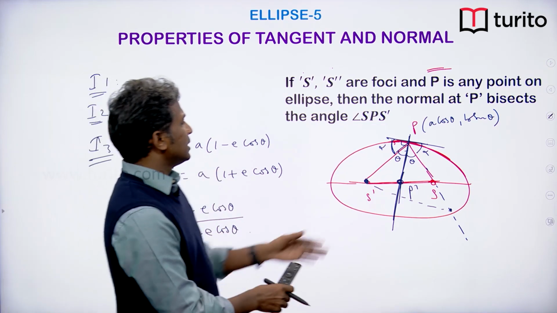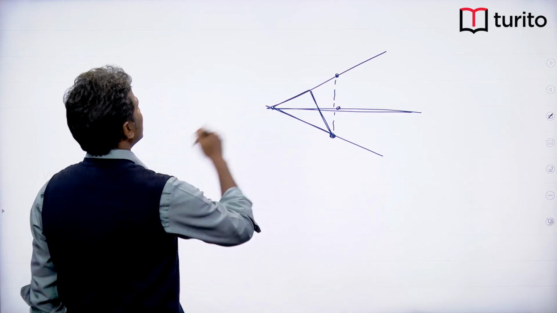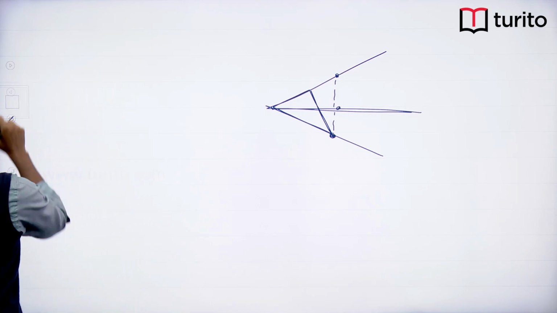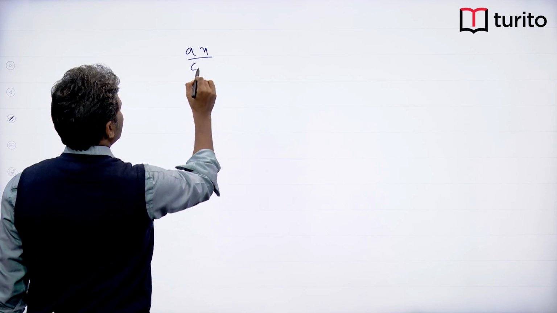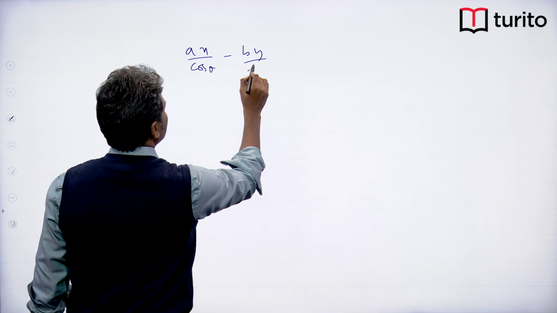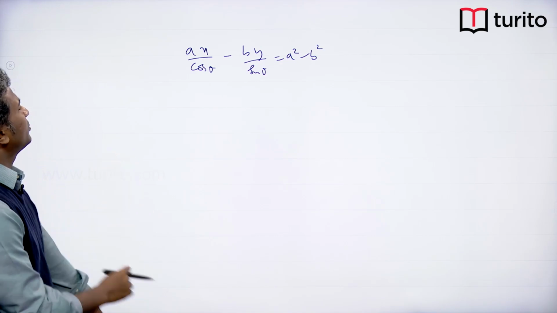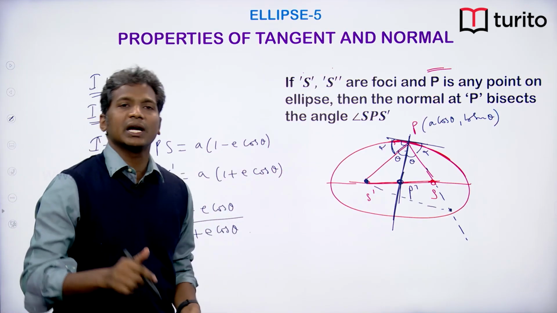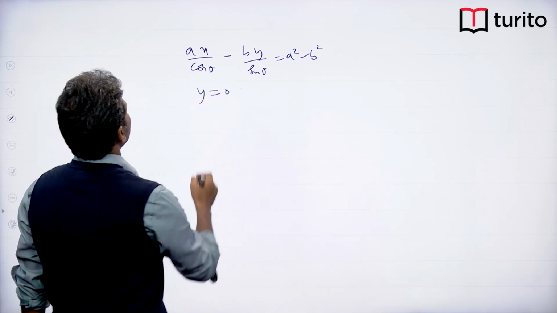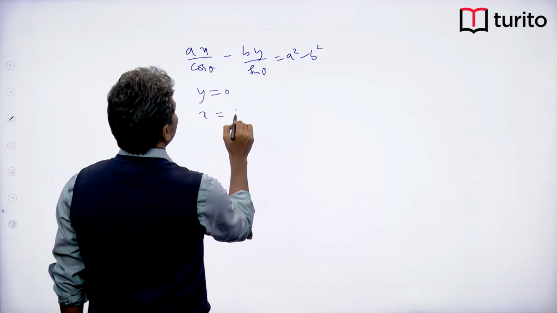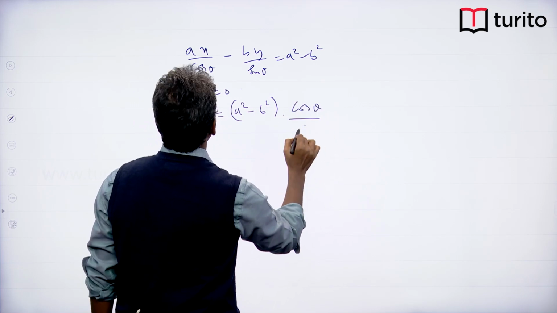Now how do we prove this? Get the equation of normal and then get the point P dash. So what is the equation of normal here? The equation of normal is Ax by cos theta minus By by sin theta is equal to A square minus B square. This is the equation of the normal. Now I want to find the point where it cuts the x axis. So just put y equal to 0 and solve for x. So here x will become equal to A square minus B square into cos theta by A.